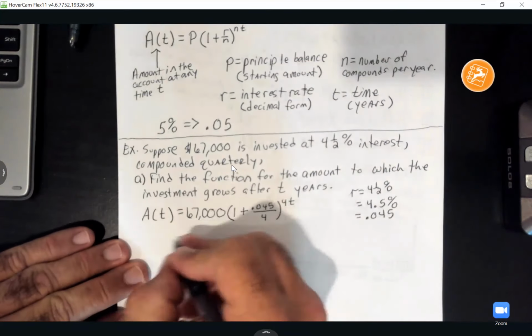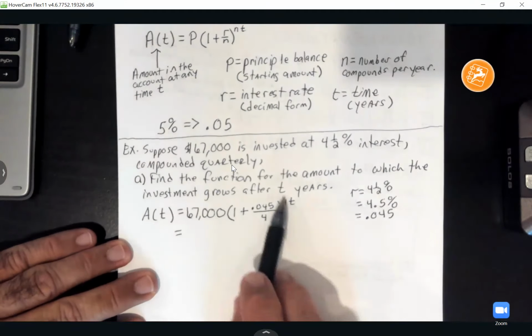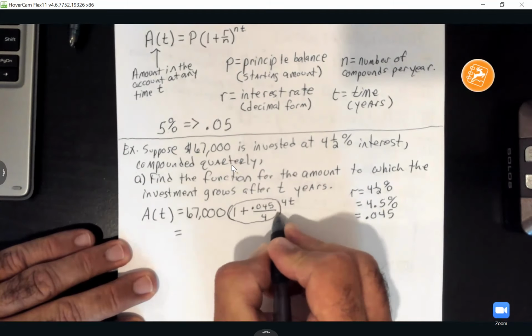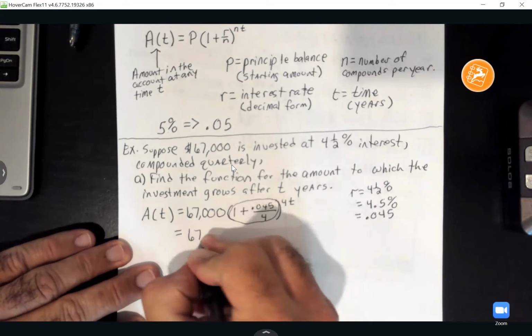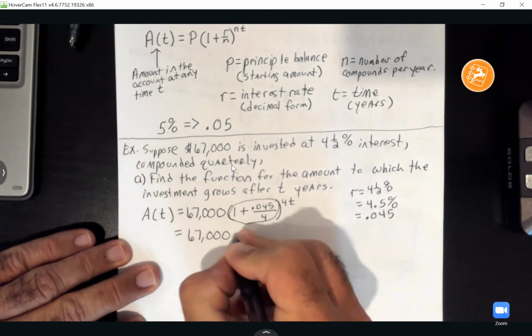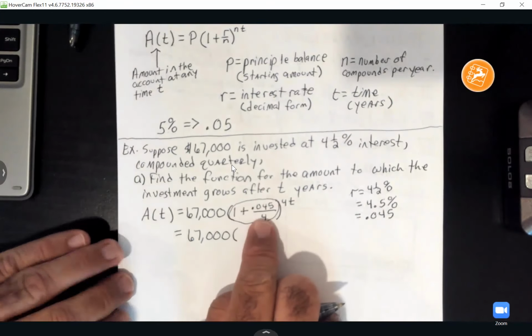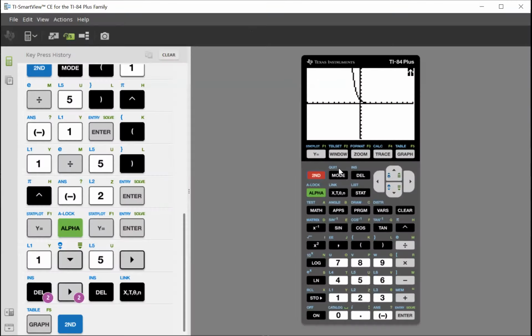Now, MathLab don't want it this way. MathLab wants us to simplify this stuff inside the parentheses. So I'm going to bring down the 67,000. What we got to do is figure out what this stuff in the parentheses is going to equal. So y'all, I'm going to go to my calculator. And I'm going to clear that out. And I'm just going to see what that equals.